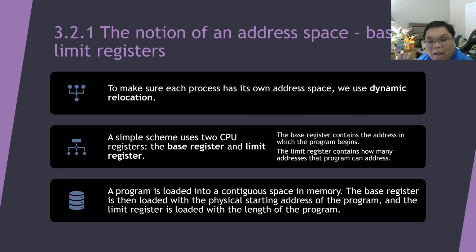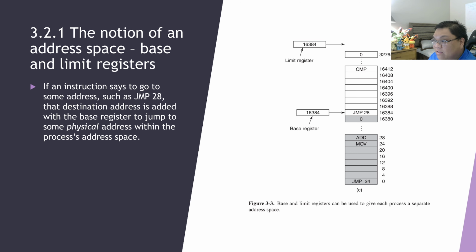We load a program into a contiguous space in memory. We load the values for the base and limit register. The base register tells us, once again, where does the program start? And the limit register tells us how large is the program. When we do something like jump 28 in a program, we add the 28 to the value stored in the base register, and then we make our jump. So instead of jumping to address 28, which is incorrect, we jump to address 16412, which is the correct address.